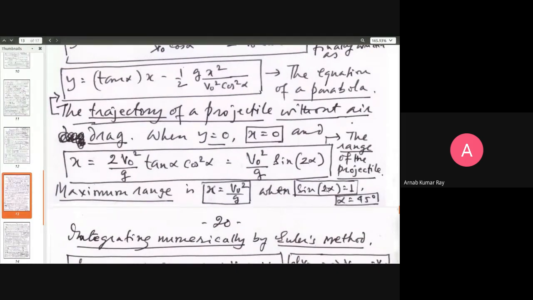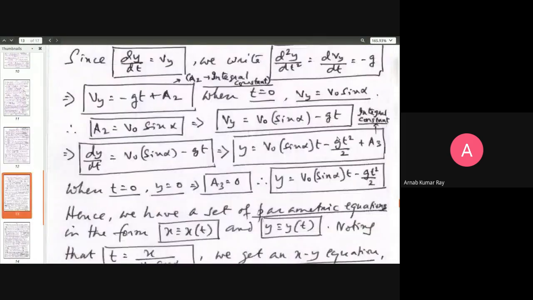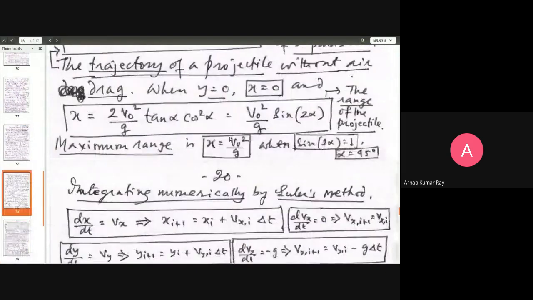So that will mean that 2 alpha will be 90 degrees. If 2 alpha is 90 degrees, then it means alpha is equal to 45 degrees. So when you make a 45-degree inclination without accounting for air drag, you will have the maximum range of your projectile. So that is it. The maximum range is V naught squared by g.